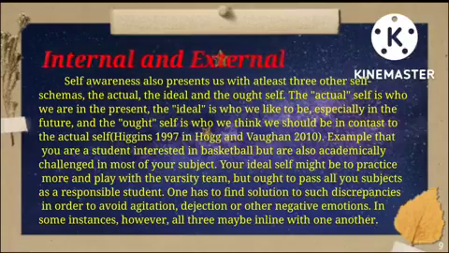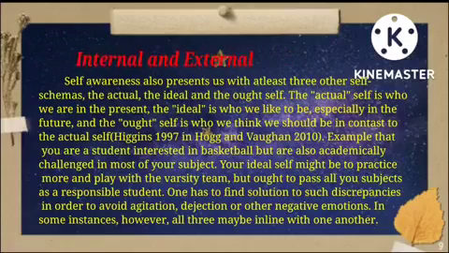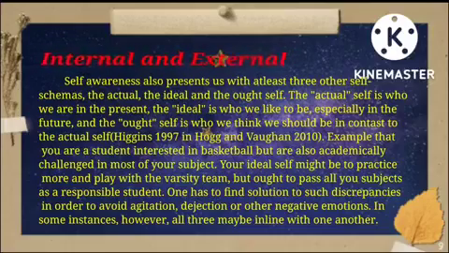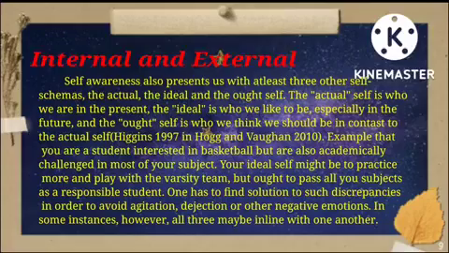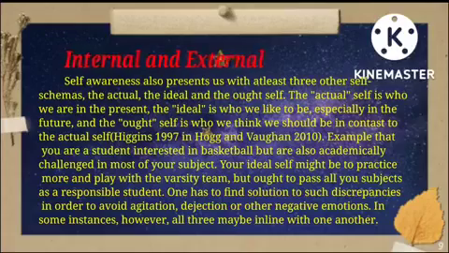Self-awareness also presents us with at least three other self-schemas: the actual, the ideal, and the ought self. The actual self is who we are at the present. The ideal self is who we like to be, especially in the future. And the ought self is who we think we should be in contrast to the actual self.